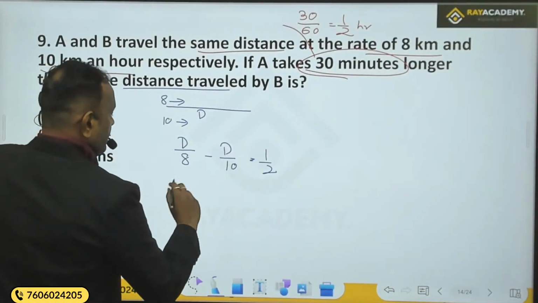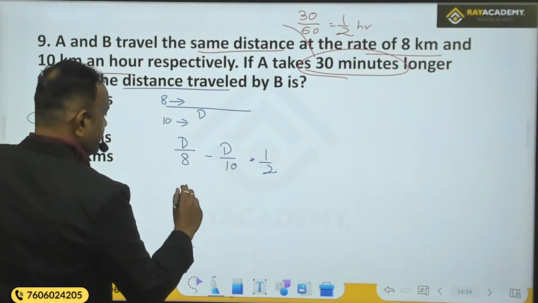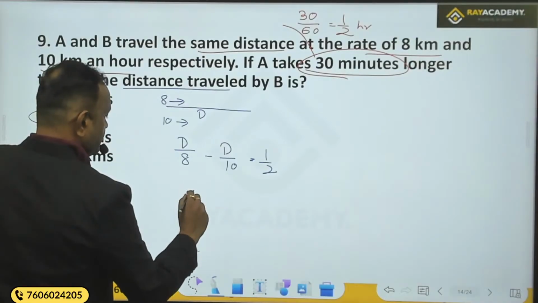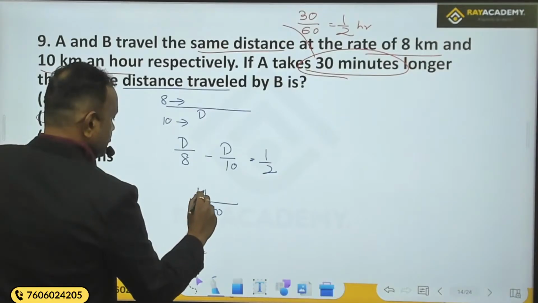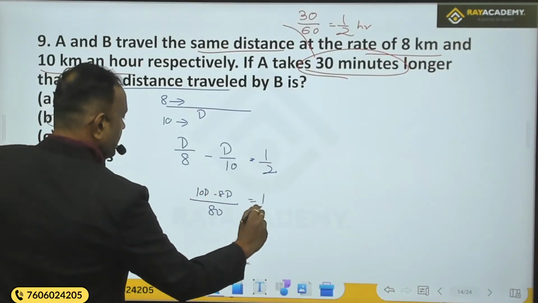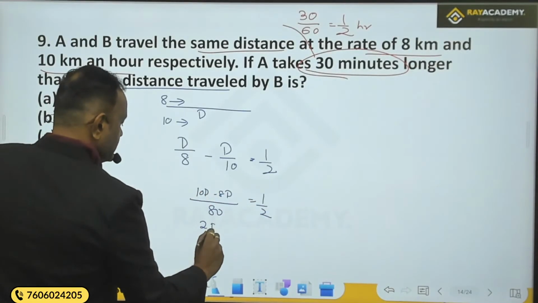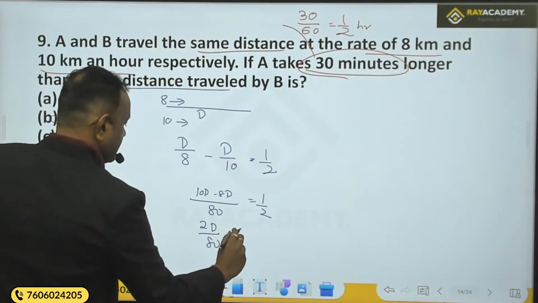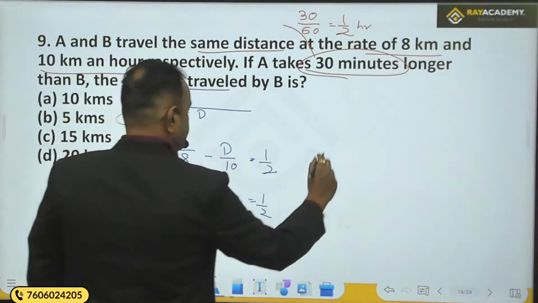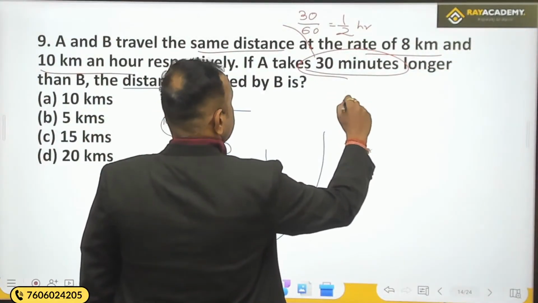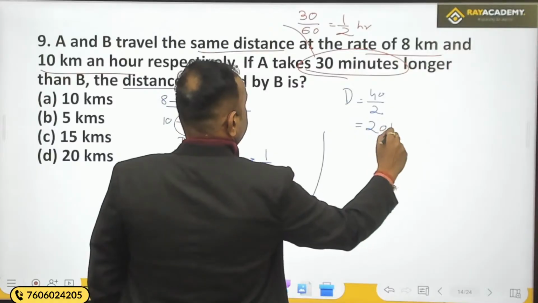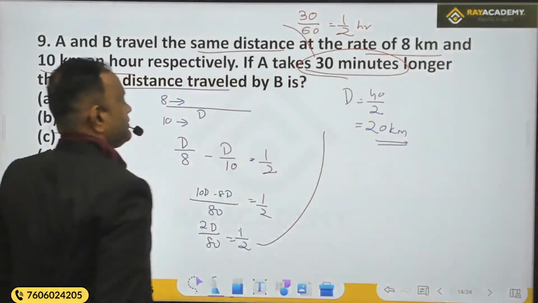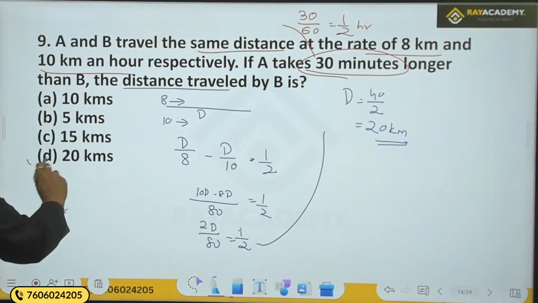So we will just solve it, nothing else. It will be 10d minus 8d over 80 equals half, so 2d/80 equals half, so d equals 40/2, that is 20 km. So 20 kilometers is the right answer.